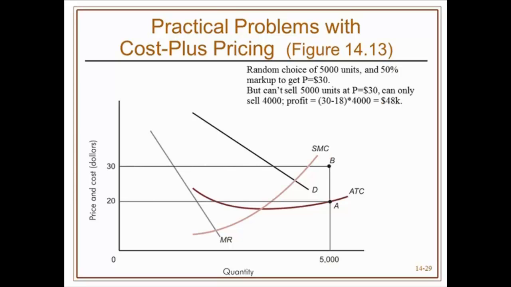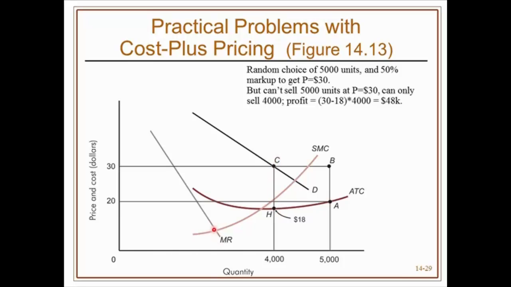There's no way, based on the demand curve, that they can sell at a $30 price. There's no way that they can sell 5,000 units. They can only sell something less than that. And I guess the slide here says 4,000 units. So they sell 4,000 units. They get this particular profit margin here, and you can see how much revenue they get, and how much profit they make from that.